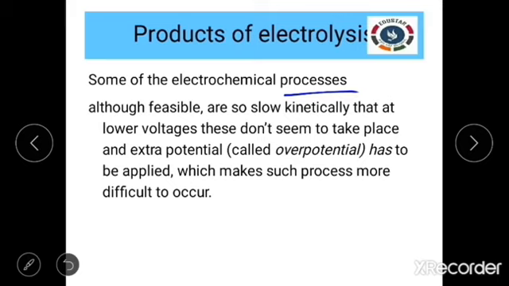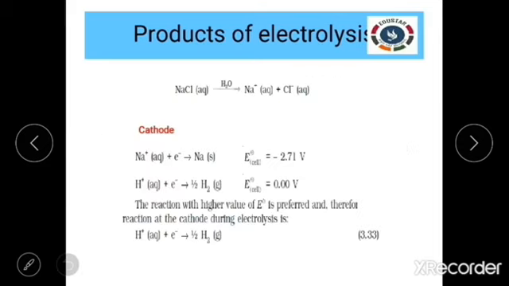Now we are also going to see, if there is a choice of electrode reactions, which electrode reaction will occur fast and which will occur slow. Now listen carefully. This is a reaction, the electrolysis of sodium chloride in the presence of water. We are getting sodium ions and chloride ions. At the cathode, the sodium ions add with the electron and give sodium. This is one reaction occurring at the cathode.